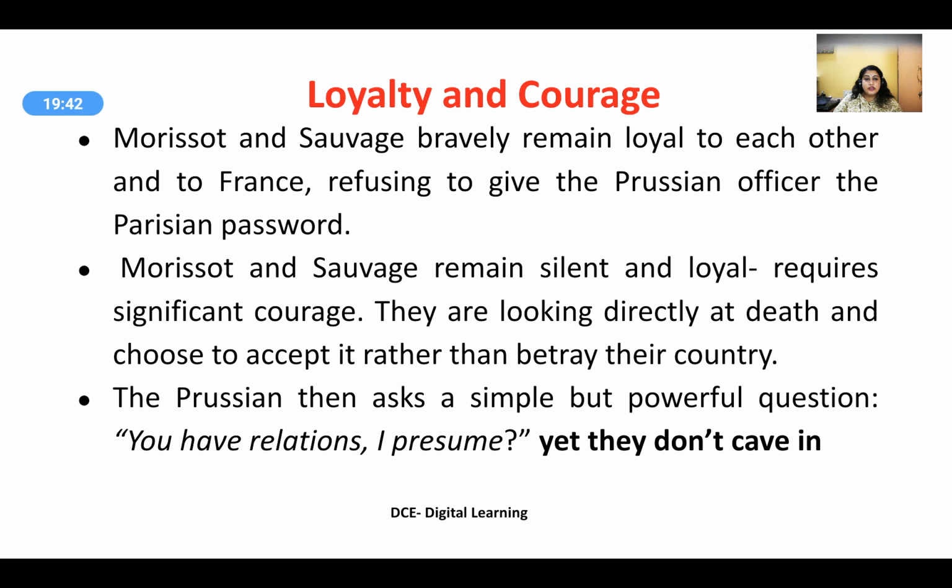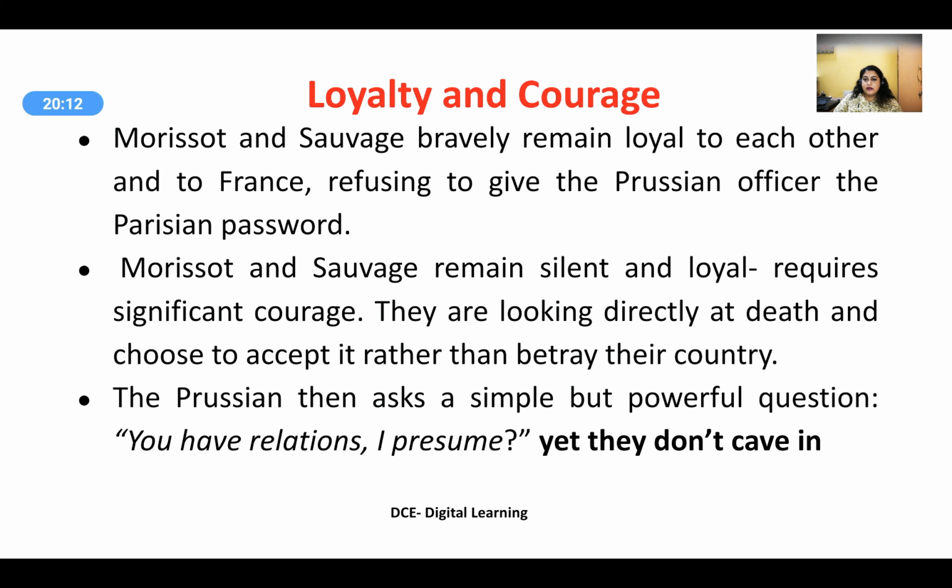Morisot and Sauvage remain silent and loyal. It requires significant courage. It's as if they knew they were going to be killed, so they just accepted it. They did not discuss it amongst themselves. They did not encourage each other to be silent. They just decided on their own that they were not going to reveal the password, and they displayed significant courage. They are looking directly at death. Though they were looking directly at death, they chose to accept it rather than betray their country.